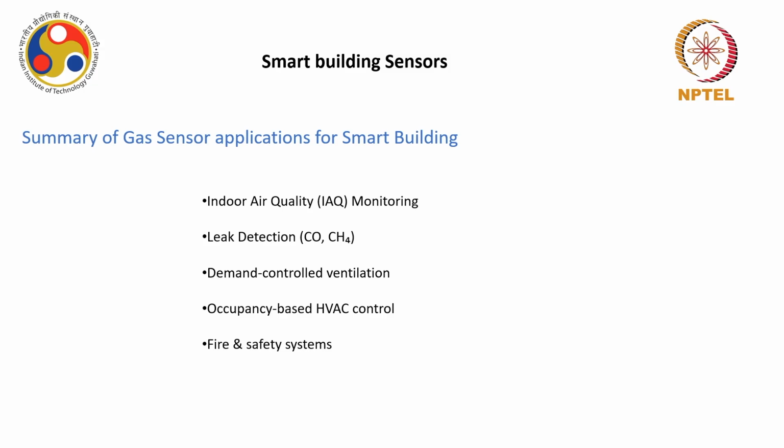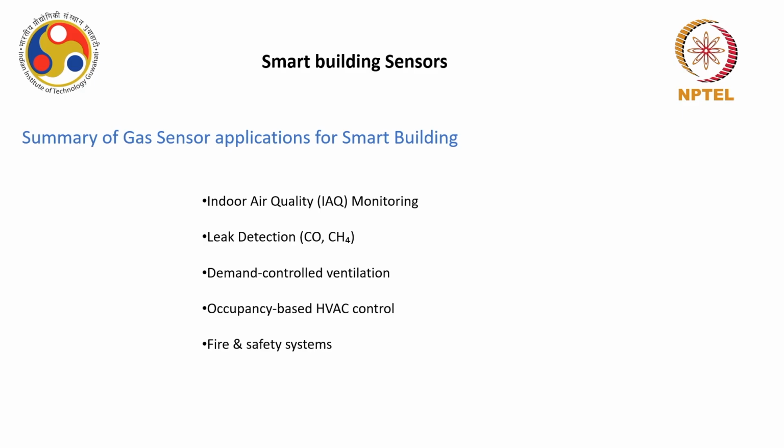Okay. So to summarize the gas sensing applications for smart buildings, you have to monitor the indoor air quality, and you require these gas sensors for leak detection. Okay. For demand controlled ventilation, you require these sensors. Okay. Then for occupancy based HVAC systems, these gas sensors are required, and of course for fire and safety systems, some of these sensors can be essential.